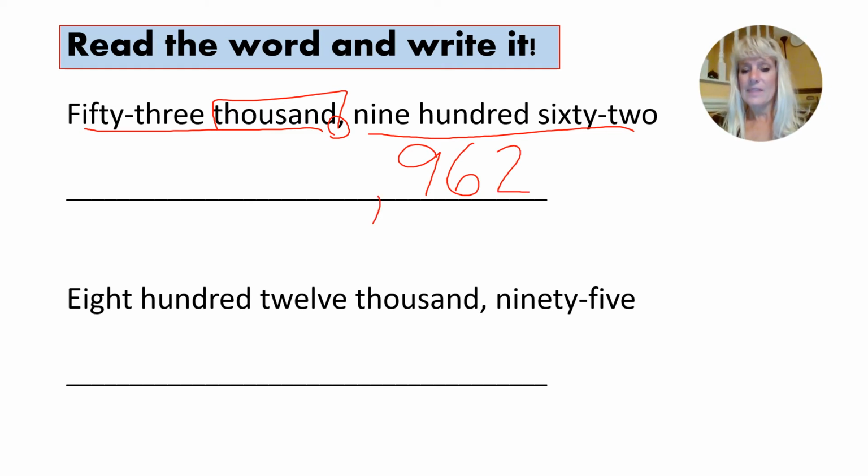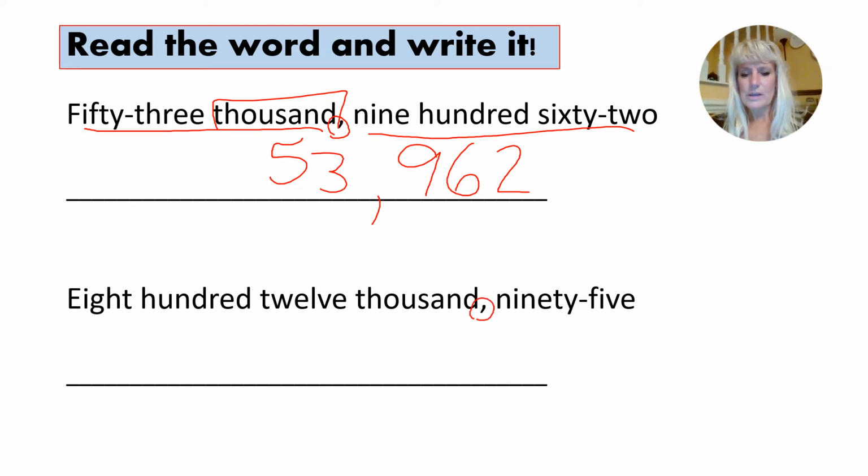Then I'm going to add that comma because it's going to separate the 2 periods. And I see 53,000. So I'm going to write 53,000. My number is 53,962.